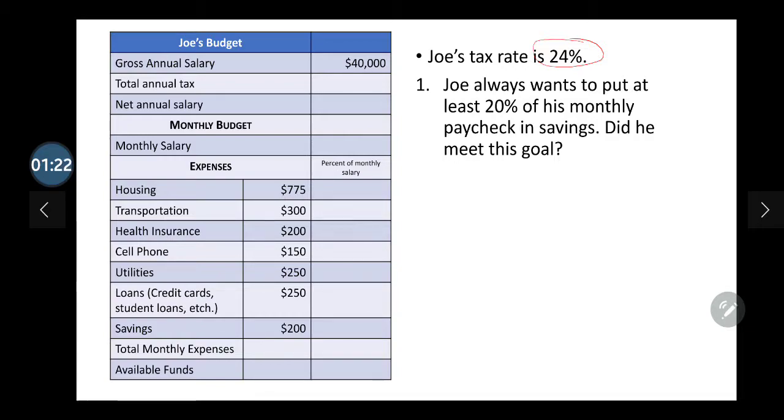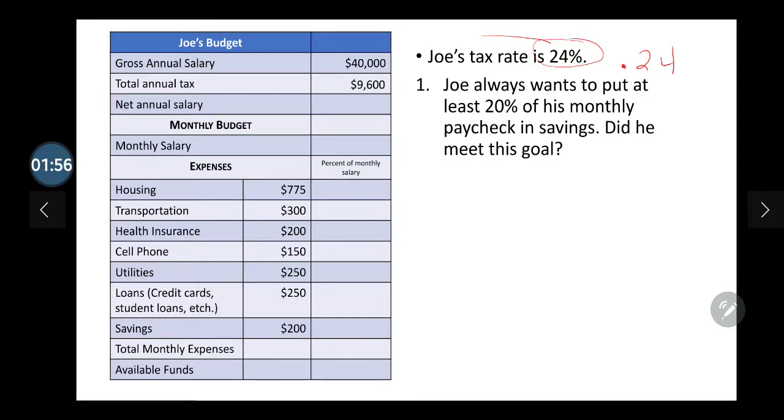First of all, it says that his gross annual salary is $40,000, and they want us to determine the total annual tax. To do that, I take the $40,000 and multiply it times 24%, or 0.24. So in your calculator, say 40,000 times 0.24, and you should get $9,600.